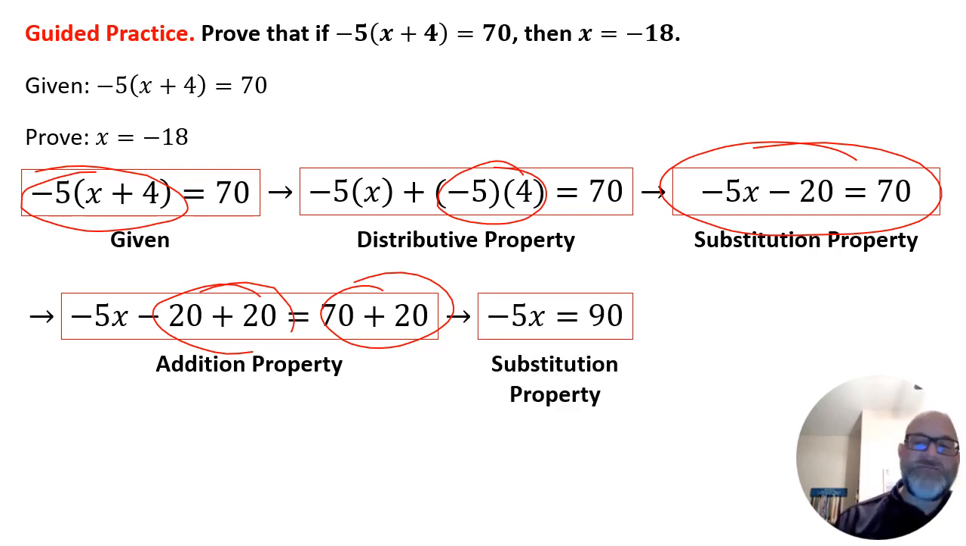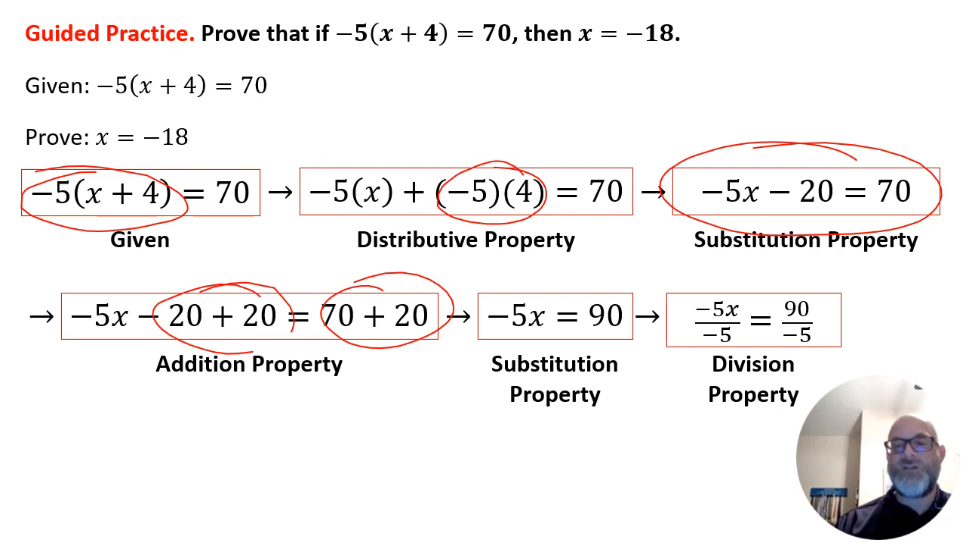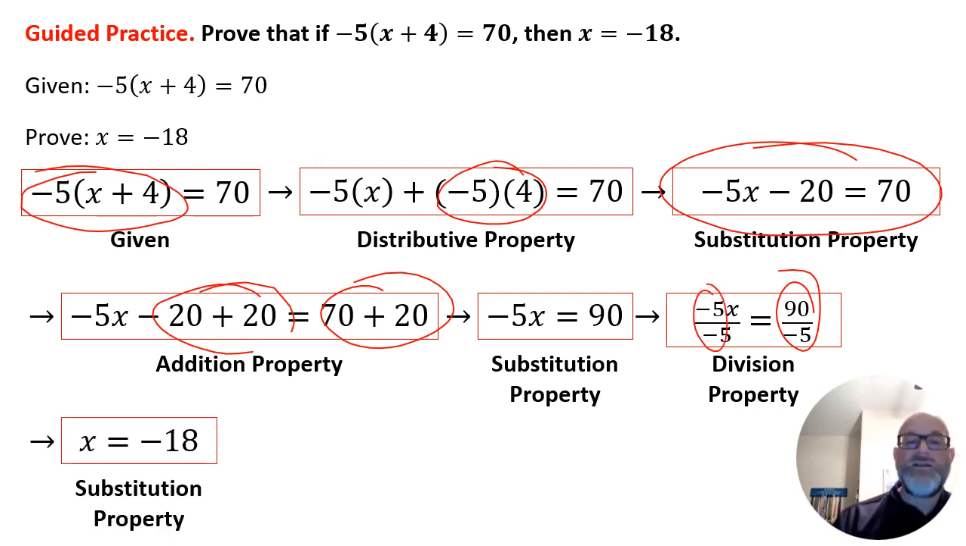All right, what's your next step? Divide both sides by negative 5. Good. What do you think that's called? Division property. And then let's just write what this is equivalent to. What is 90 divided by negative 5 equivalent to? What's negative 5 divided by negative 5? 1, obviously. So by the substitution property, x equals negative 18. I have proven my conjecture.